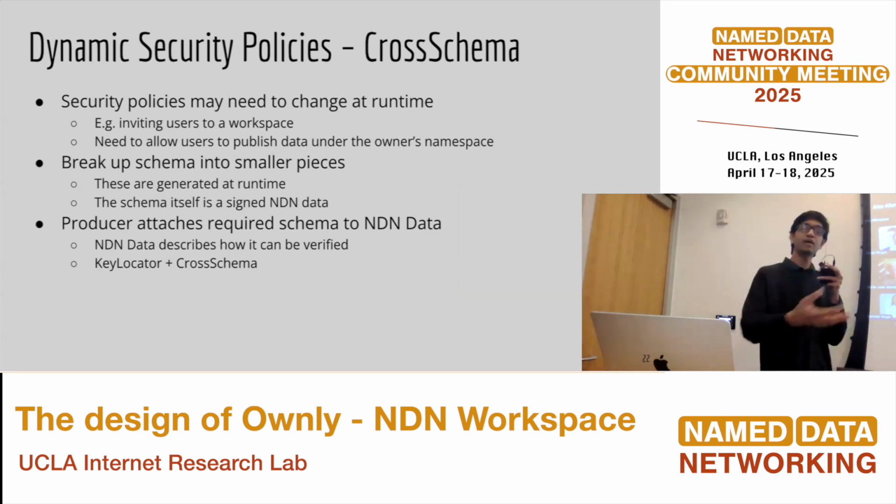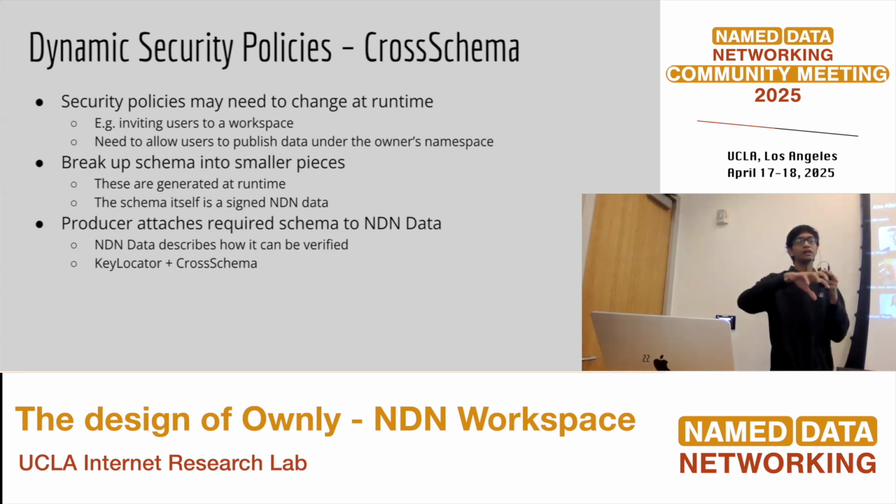And so the idea here is that we can have these dynamic security policies and essentially break up the schema into smaller pieces, and these can be generated at runtime instead of at compile time. This piece of the schema itself is a signed NDN data packet, so it self-certifies that the owner generates this rule saying that you can publish under my namespace, and then sends it out to the invitee. And now whenever the invitee, who is a producer of data, produces some data that needs this piece of schema to verify that data, it will attach that piece of schema to that data itself.